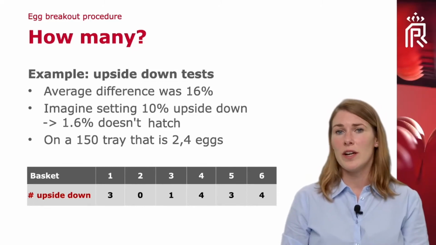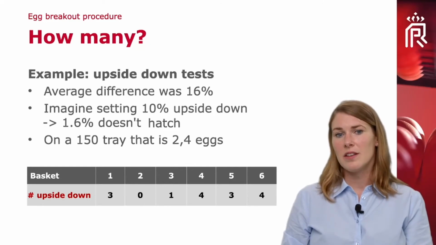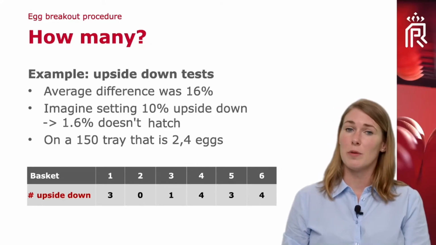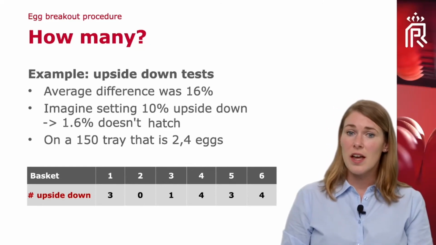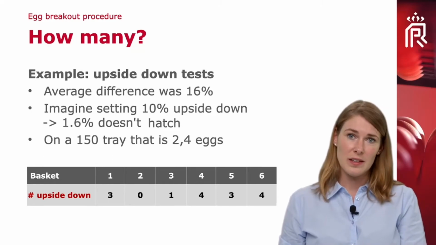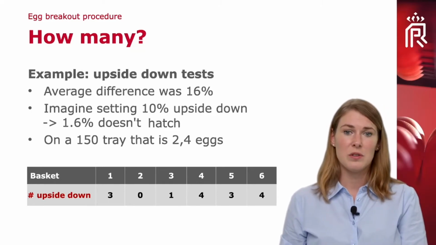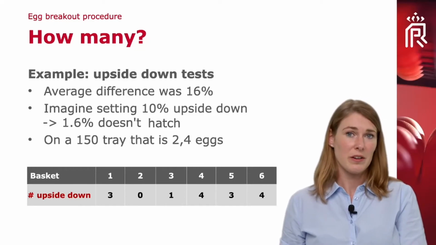But if you look at tray numbers 4, 5, and 6, they actually have a high percentage of upside down eggs that didn't hatch. And if you were to look only at these baskets or these trays, you would think that the problem is way bigger than it is. So it's very important that you open enough trays, enough baskets, enough eggs to find out the average.